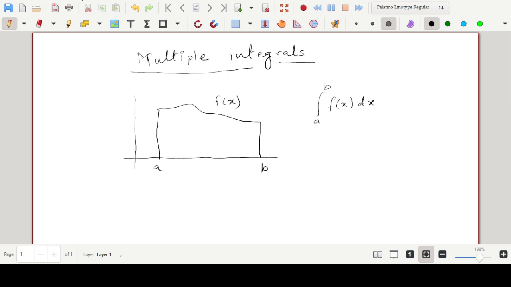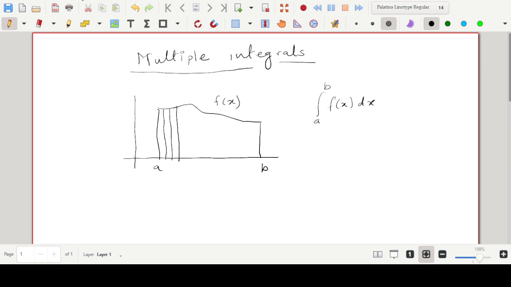In order to find this area, what we do is we divide this interval a to b into small subintervals in this fashion. Okay. And now suppose assuming that this is one strip, the sum of the areas of all such strips will be the total area under the curve.